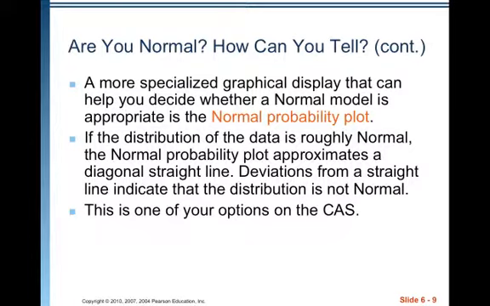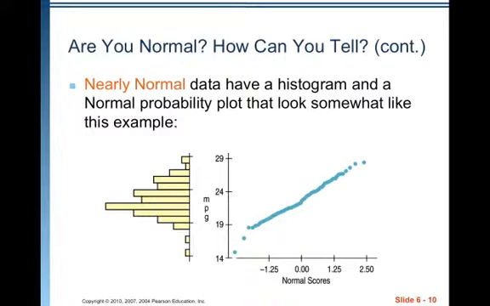Deviations from a straight line indicate that the distribution is not normal. This is one of your options on the CAS. Whenever you do a plot, when you're choosing plot types, you can choose a normal probability plot. So nearly normal: the data have a histogram and a normal probability plot that looks somewhat like this example.